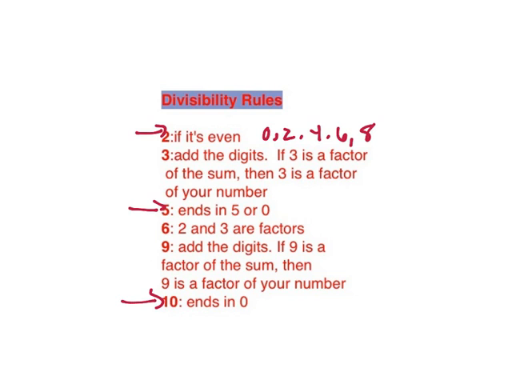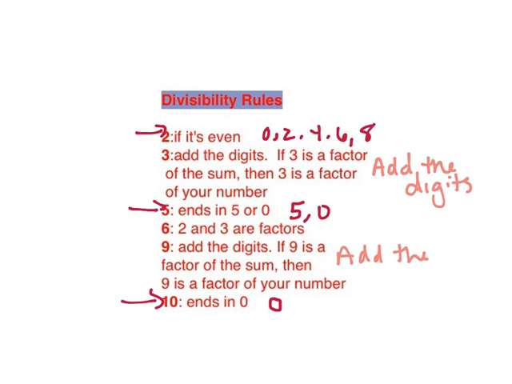If it's divisible by 5, you have to look at the last digit and it has to end in a 5 or a 0. And if it's divisible by 10, you look at the last digit and it has to end in a 0. Now 3 and 9 are a little bit trickier. For 3 and 9 you have to add the digits, and we'll do some examples in just a moment so you will know what we're talking about, but we have done this before. So you'll add the digits. For 6, you have to look to see if 2 and 3 are factors. Now this will make much more sense in just a minute.